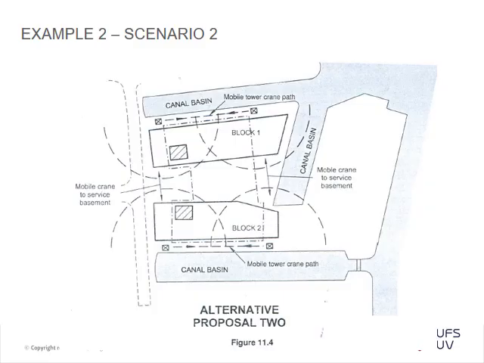Yeah. So this is the scenario, and what they've got here is one crane on this side, one crane on this side, one on that side, one on that side, and you've got a crane path. So they move from the one side to the other side. There's little sections here where they don't have access, but they use a mobile crane to service these areas.